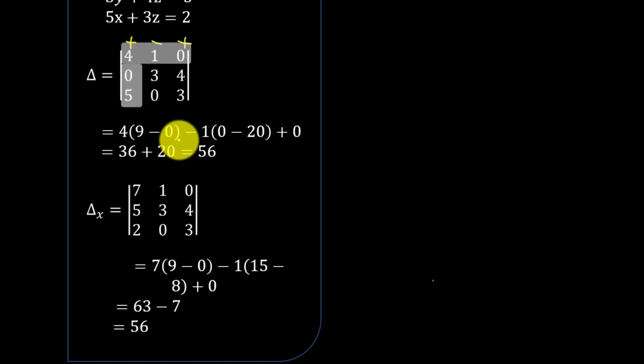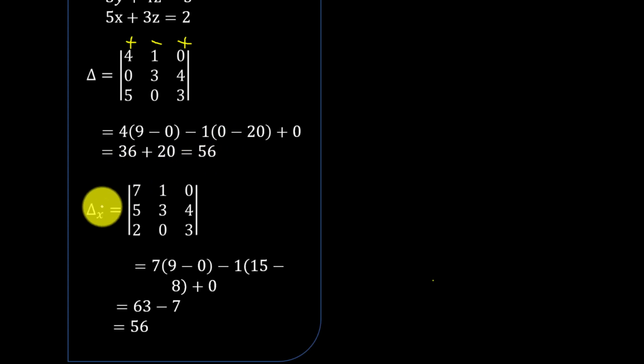For the first element, leave the corresponding row and corresponding column, and expand the remaining elements. For the second one, if you leave the second row and second column, the remaining are 3, 0, 4, and the third one 0. After simplification, 9 minus 0 is 9, 9 into 4 is 36, I have written, and here 0 minus 20, minus into minus, plus 20 I have written. So you get the answer as 56.